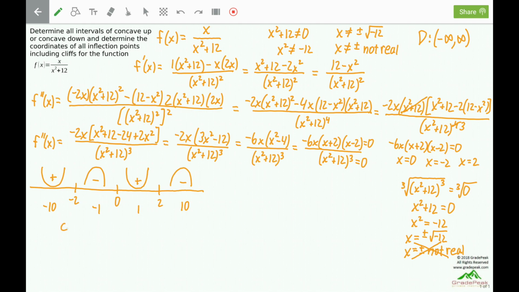So we have concave up happening from negative infinity up to negative 2 union, because it is happening again from 0 to 2. We have concave down happening from negative 2 to 0 union, because it is happening again from 2 to positive infinity.